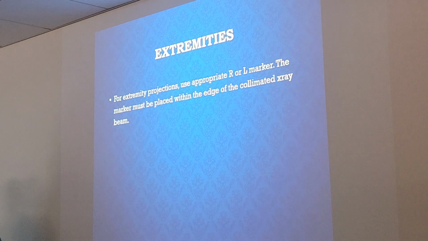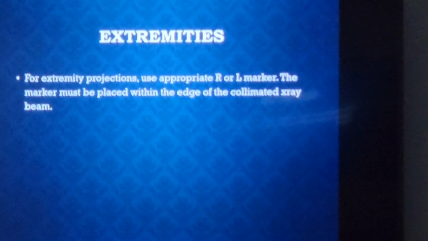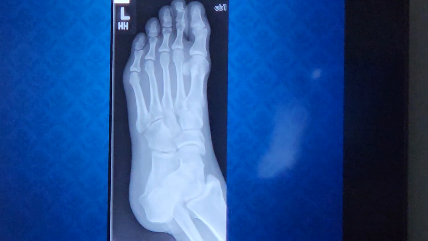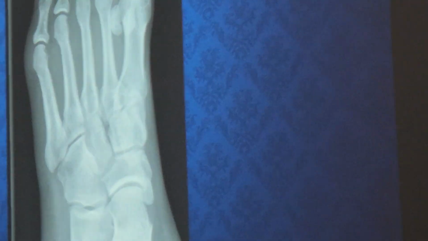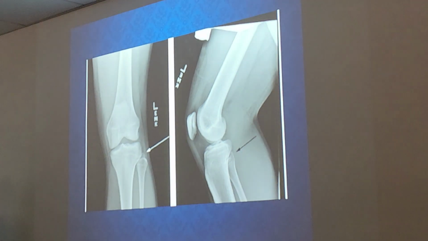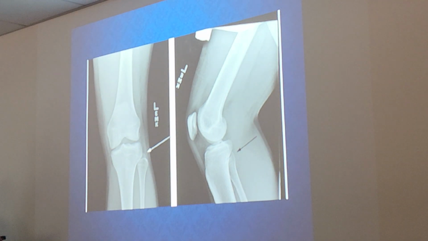Alright, for extremities, how do we mark them? Whatever anatomy you're taking pictures of. Right or left, depending on what anatomy you're x-raying. So, left foot, we put the left marker, super easy. Left knee, we put the left marker. And then on the lateral, what did we say? Anterior to the anatomy, remember?